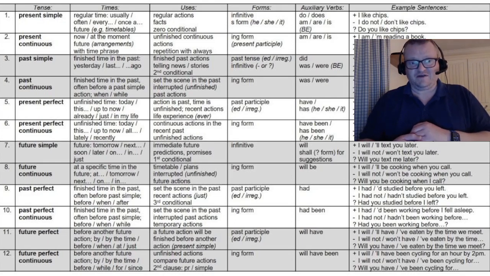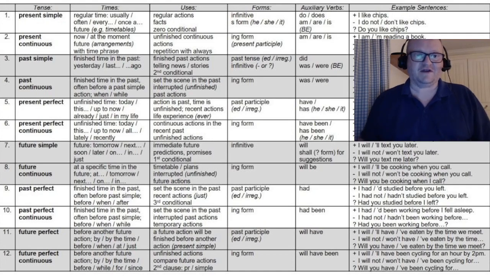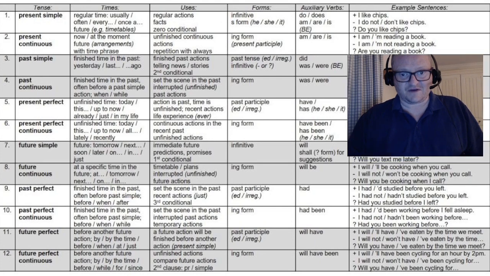Future with the time phrase. So present continuous for future. I'm meeting my friend on Saturday. If we add a time phrase, it makes it a future tense. Very common for future. We're using be plus ing form. He is meeting, not now, but on Saturday. He's meeting his friend on Saturday. So you need be as an auxiliary verb.